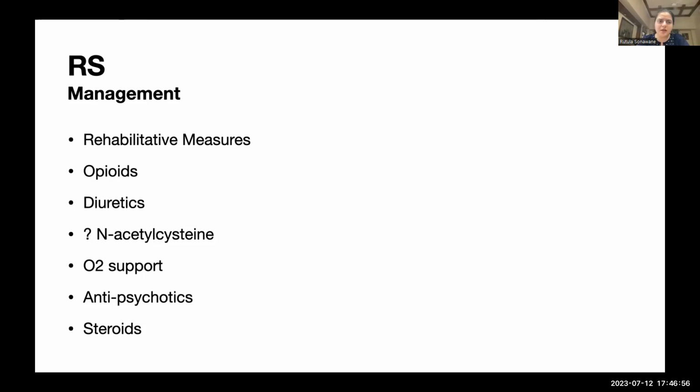Steroids, as you know, in management of COPD and in management of ILD, it is helpful not only to reduce your inflammation, but also helps with the secretions as well. So that can be used wherever required.